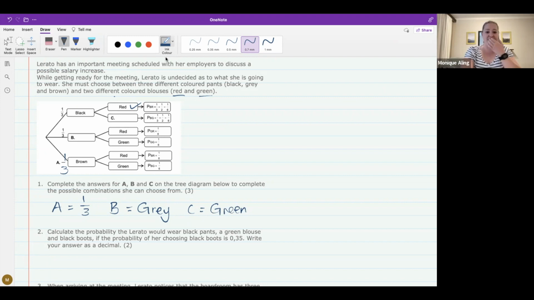Nice. Okay, so if you guys ever have to fill in a tree diagram, it's going to be full marks for all of you. Nice.